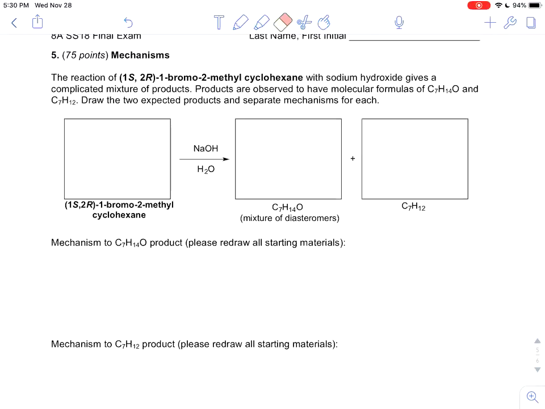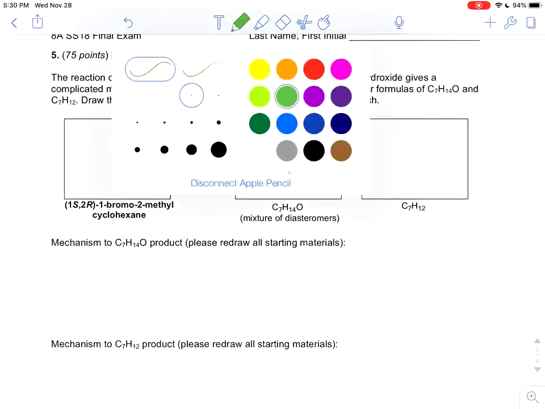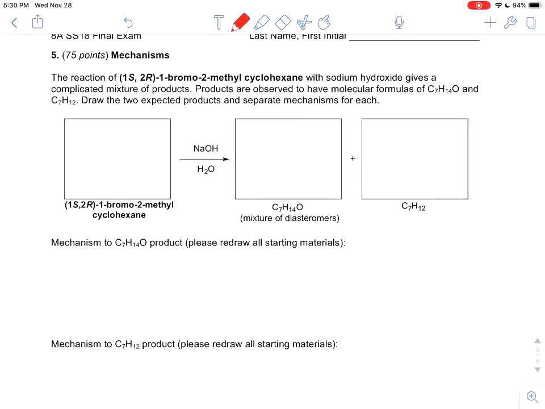Hi, everyone, and welcome to page 5 of the practice exam. This is the mechanism page. We're told to draw the structure of 1S,2R, 1-bromo-2-methylcyclohexane. So let's start with that. That's 1 and that's 2. So we have a bromine on 1 and a methyl group on 2.